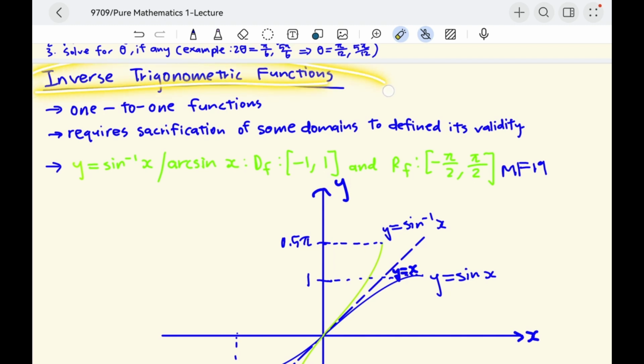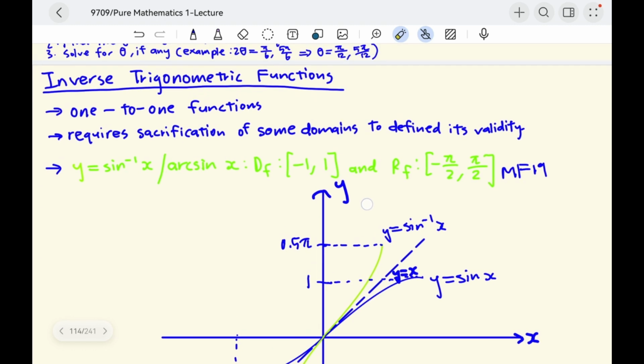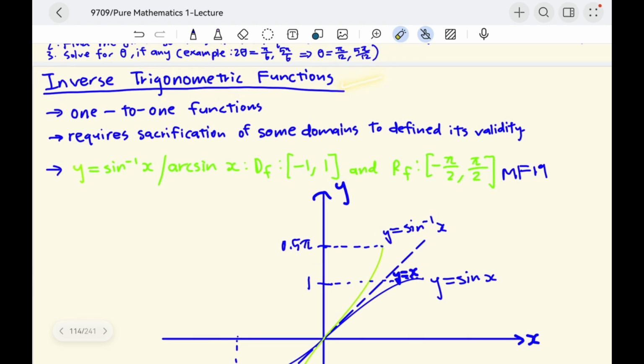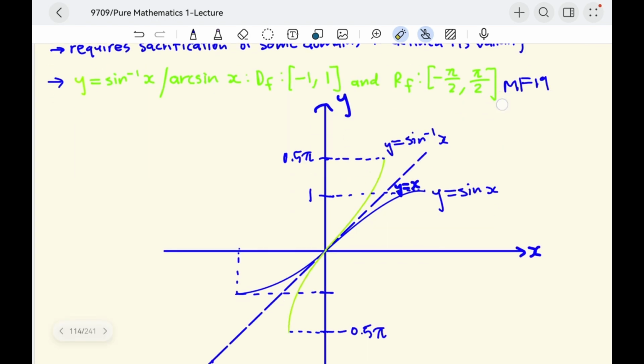As we know before, inverse functions require one-to-one functions. It means that only an object is mapped to its particular and sole image, right? So for the inverse trigo one-to-one functions, in order to define the inverse functions, it requires the sacrifice of some domains to define its validity. So what does this statement mean?